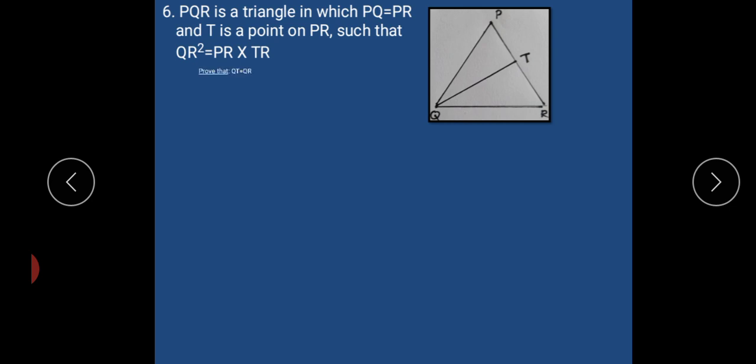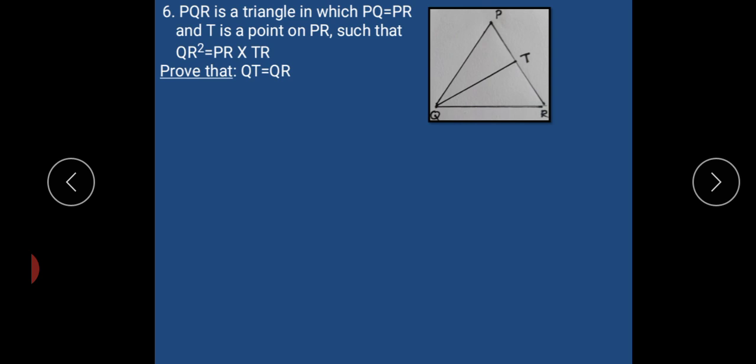Okay, let's see what is asked to prove. You are asked to prove QT is equal to QR. Now here, altogether in the figure, there are 3 triangles. Now we have to select 2 and prove them similar. Then only we'll get the ratio. If the 2 sides are equal, the ratio is equal to 1.